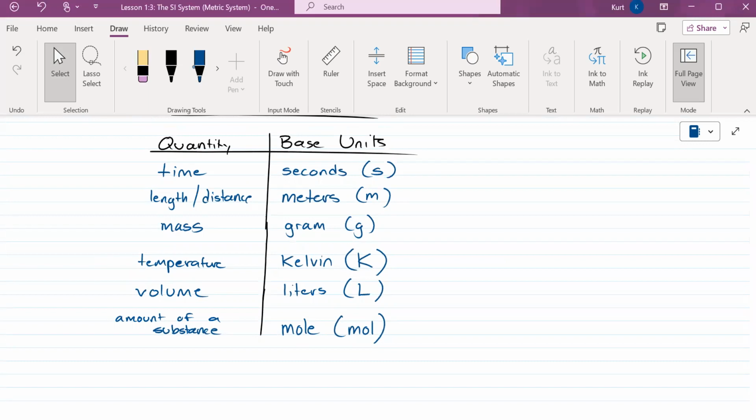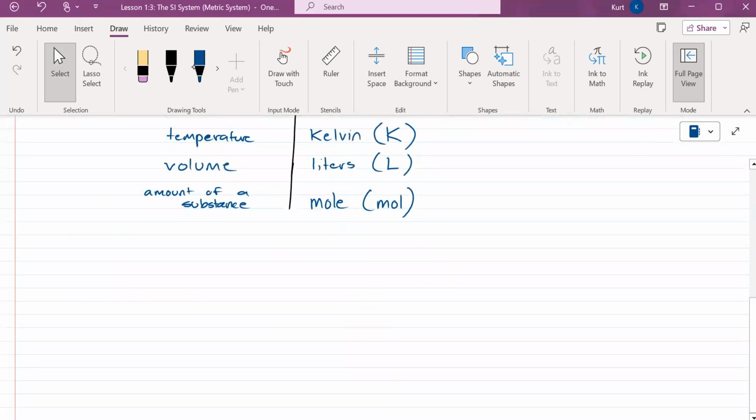These are the measurements that we will be using throughout the entire year. Time is measured in seconds. Length and distance is meters. Mass is grams. Temperature is Kelvin. Volume is liters. And amount of a substance is moles. Now we get to the fun stuff. SI prefixes.